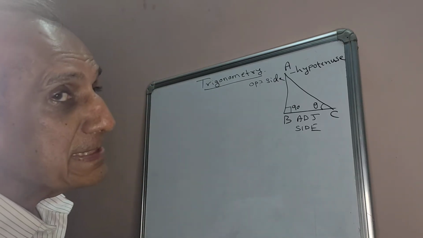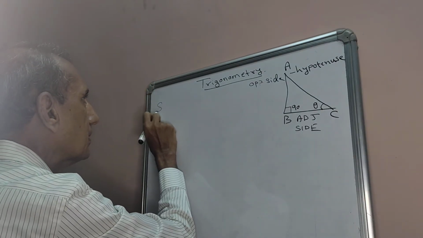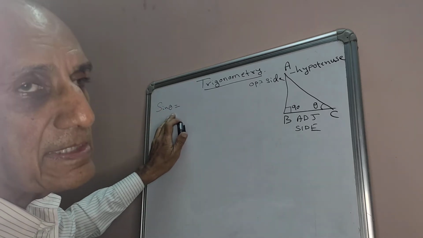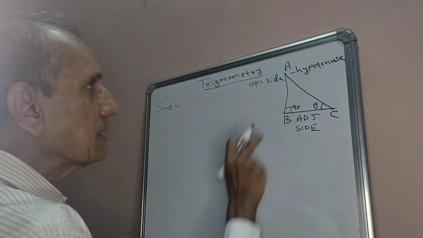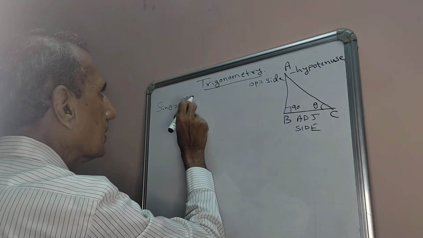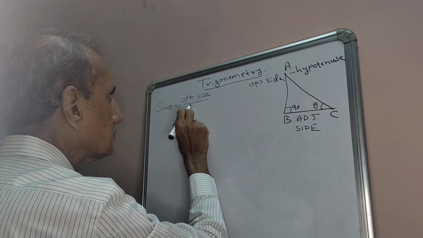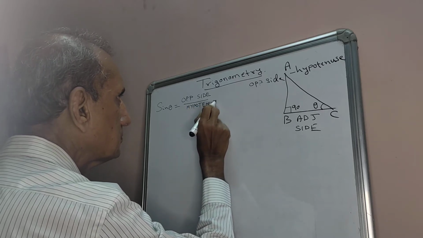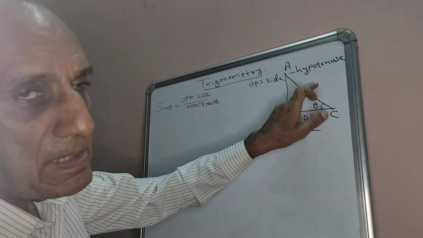I was talking about the 6 ratios, remember? Now what are those 6 ratios? Let me define. The first one would be sine theta. Sine theta, theta and sine are inseparable. The sine theta is defined as opposite side by hypotenuse. So what is sine theta? Sine theta is opposite side by hypotenuse.